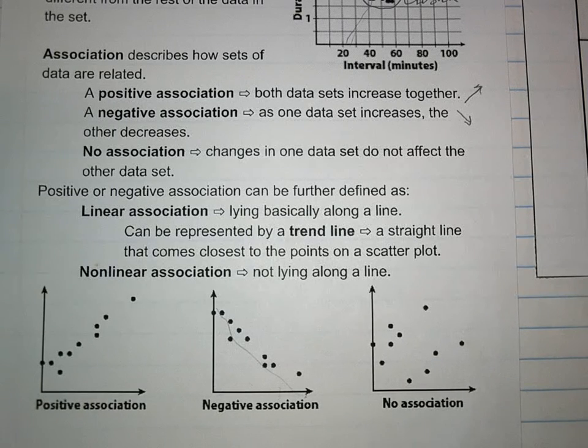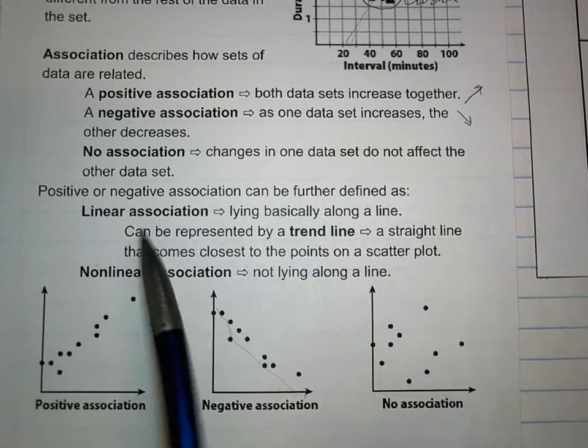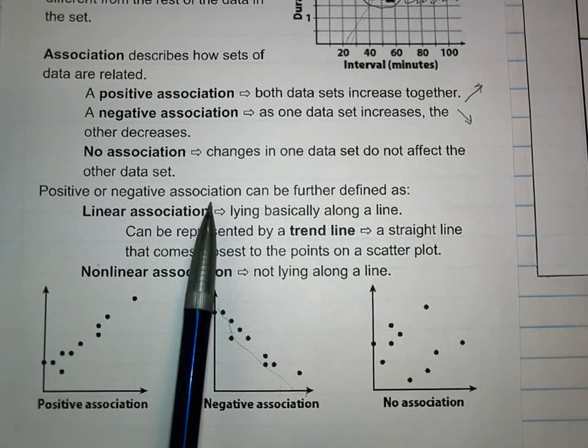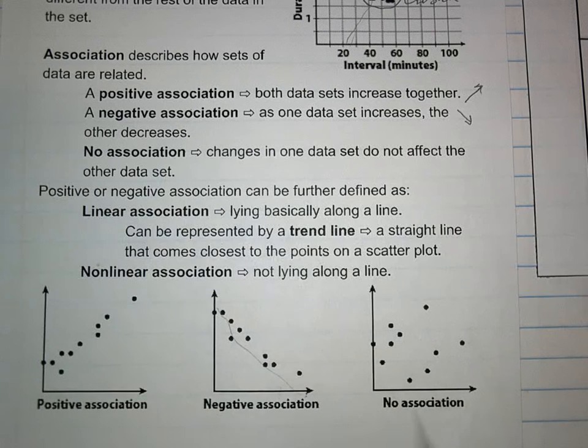So we can further break down positive or negative association. If we have no association, that's it. It's just no association. The data is just a big blot of dots.